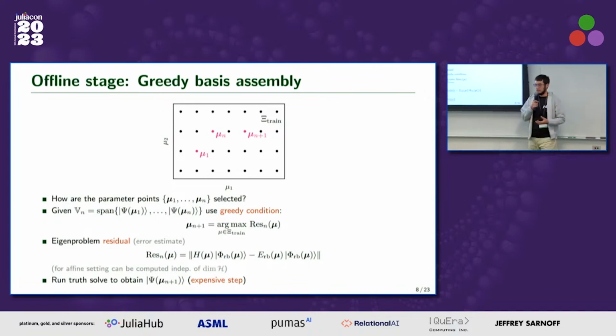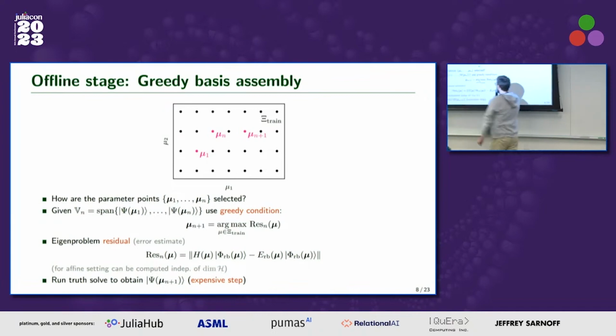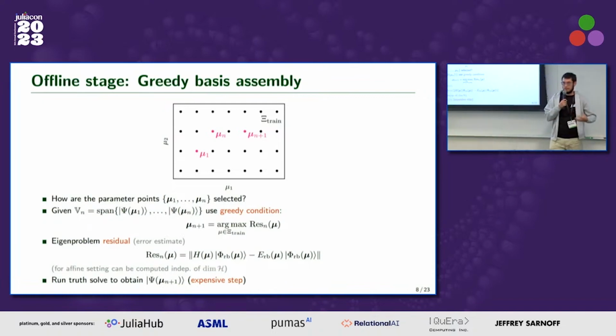Okay, so one more slide to make this more clear. How is the next parameter point selected? Given that we already have n points, the (n+1)-th point is selected by this greedy condition, where this error estimate is the largest over all the points that we consider. For the error estimate, we just take the residual for the eigenproblem. It's a bit surprising, but you can evaluate this with a scaling independent of the size of the Hilbert space, which means that evaluating it at every point in your testing grid is cheap.